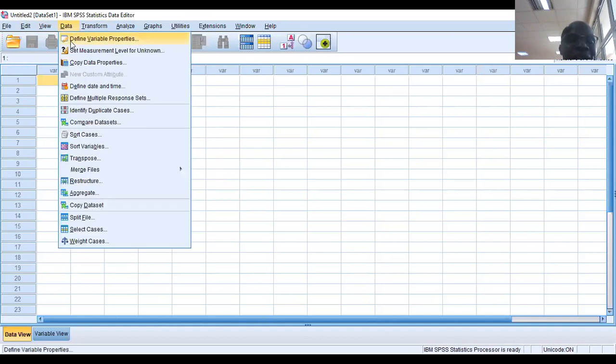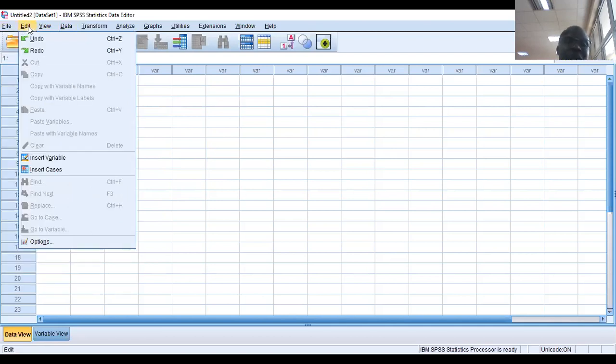Rarely, at this point, you define variable properties, though you'll have defined them in variable view. Set measurement level. You know the measurement levels we are talking about, the four? You can do them here, but I'll show you how to do them well. Transpose: you can transpose a file in Excel and bring it here, just interchanging rows and columns. So again, data here, for now, will not impact heavily on your analysis. What will impact heavily on your analysis is this, and this.